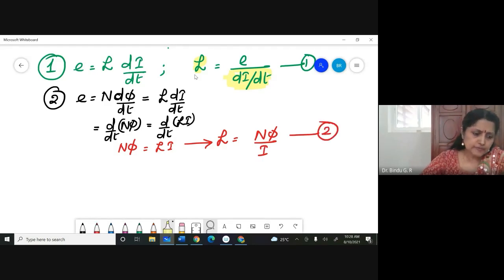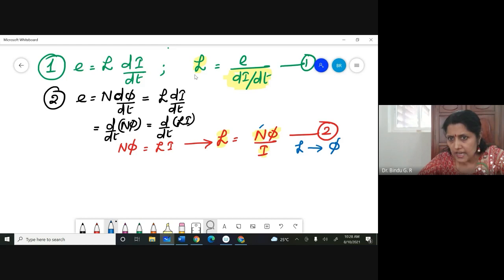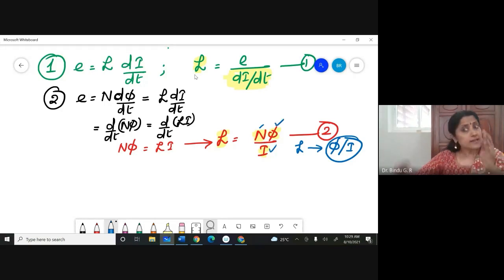And what is the takeaway from here? The inductance L is dependent on the number of turns as well as flux and I. But one more thing that you have to remember here is that in this case, N is a constant, N is a number of turns, N is a constant. So L is dependent on the ratio phi by I. Isn't it? If you leave away this N, whatever remains is phi and I. So that ratio phi by I is important. L will remain a constant if and only if phi by I is a constant.